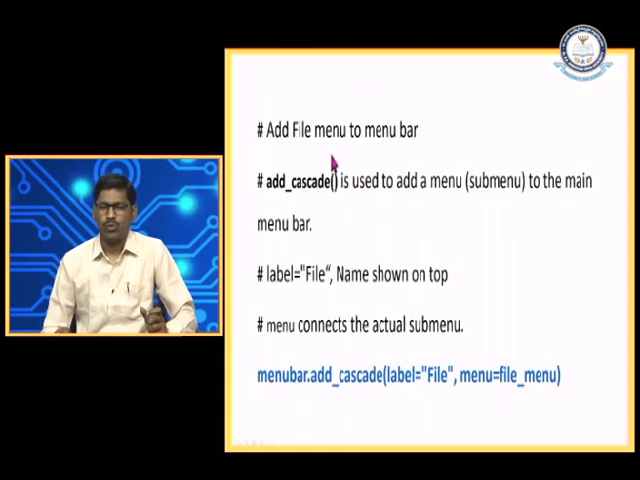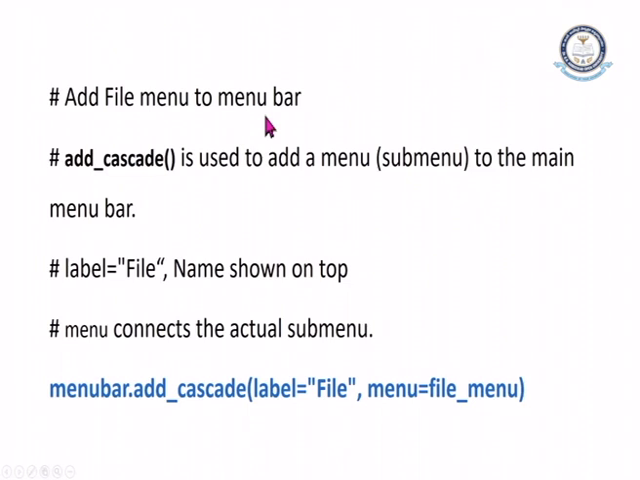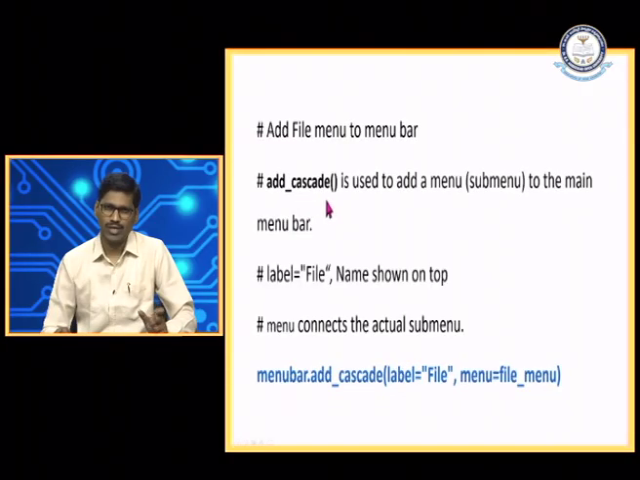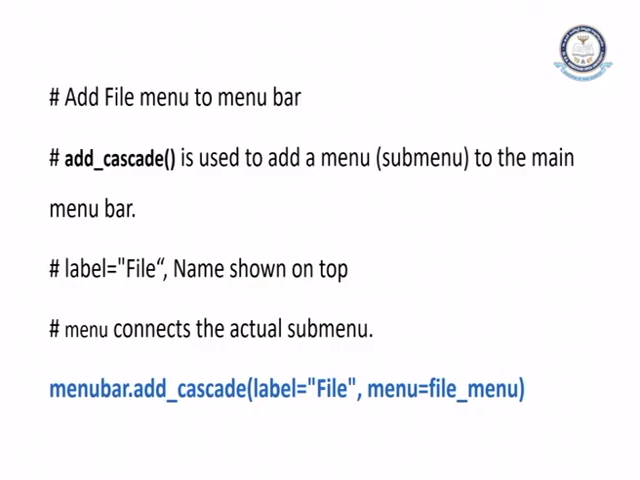Next, how to add a file menu to the menu bar. We created a menu bar. For that, now I want to attach a menu with the name file. File menu I want to attach. For that, the code is add underscore cascade. Add underscore cascade is a method name. With the help of that method, we can add the files to the menu bar.